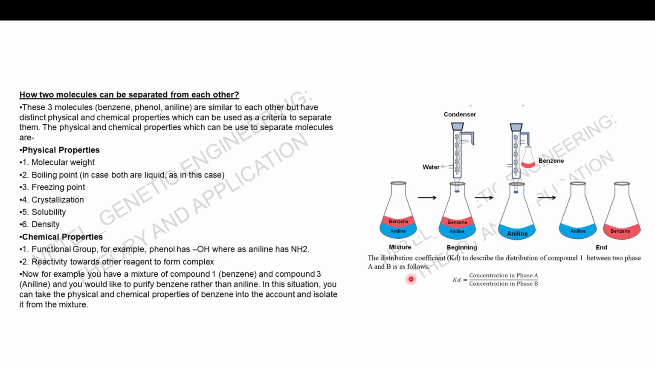So when we talk about the distribution coefficient, it is basically the distribution of compound 1 or molecule 1 between two phases A and B, and Kd is the concentration in phase A divided by the concentration in phase B.